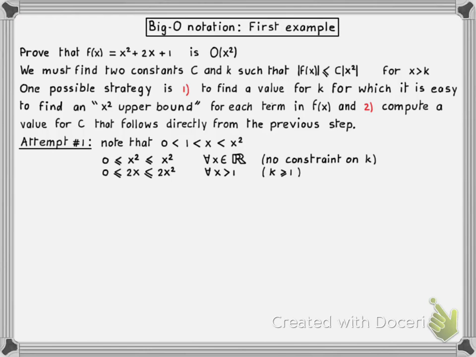Finally, we turn our attention to the third term in f of x, which is 1. We also need to find an x squared upper bound for that term. We can use that result again, namely the fact that x squared is greater than 1, assuming that x is greater than 1 in the first place. So we have the same constraint here and the same restriction on k.